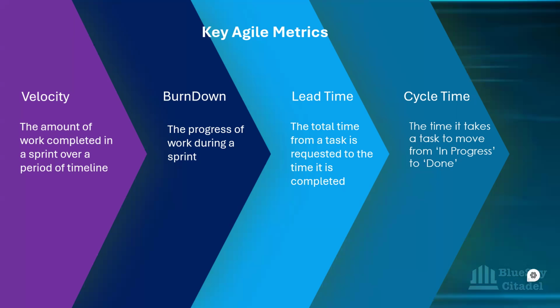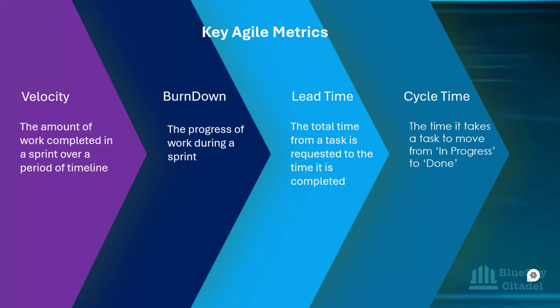So the first one is velocity. Velocity tracks the amount of work completed in a sprint over a period of time. It looks at different sprints over a period of time and is able to give a trajectory of, okay, this is the average velocity for this particular team. It helps to forecast future sprint capacity.